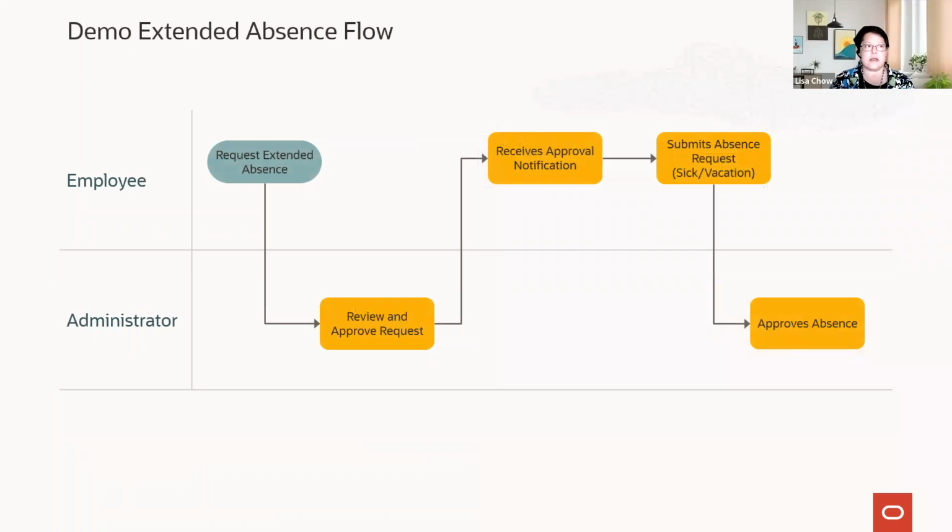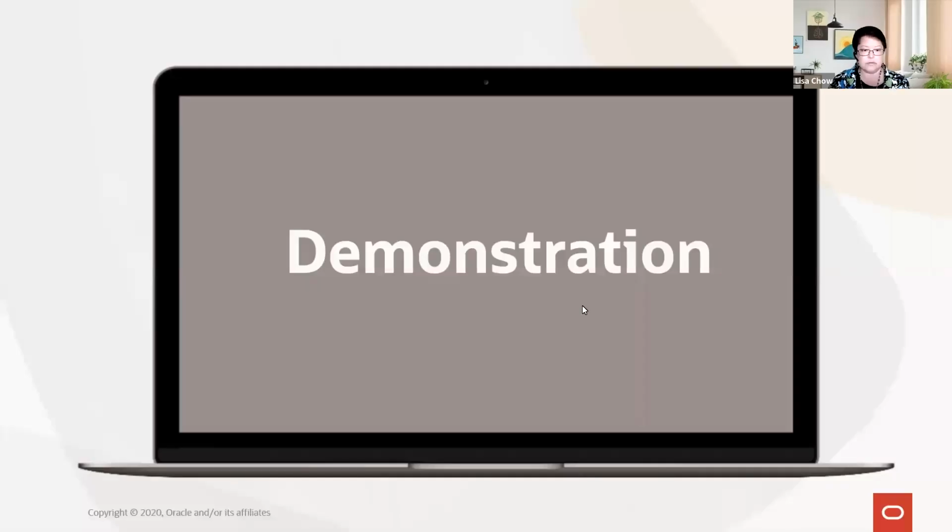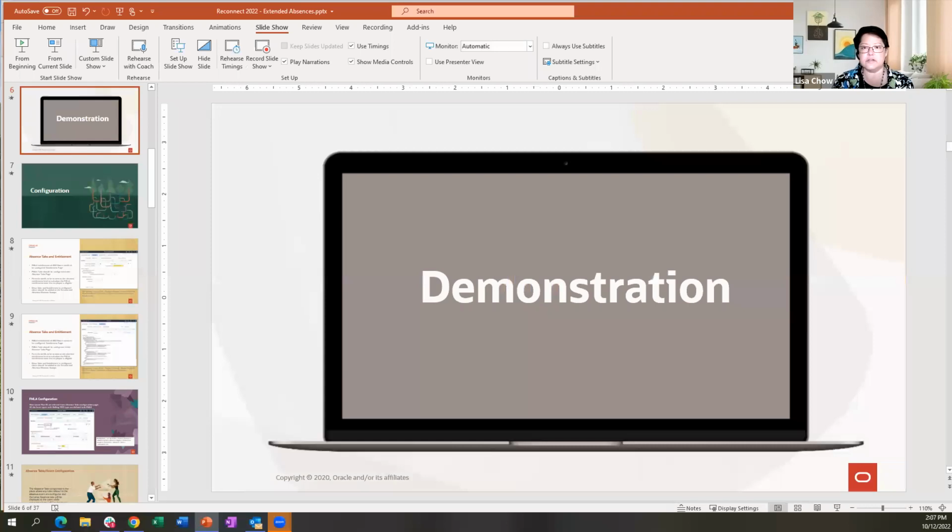The basic extended absence flow is that the employee requests it. It goes to the administrator to review. Then it goes back to the employee, who receives the approval notification. They can submit their sick or vacation or paid absence, and that can again go through approvals. So let's do a demonstration.